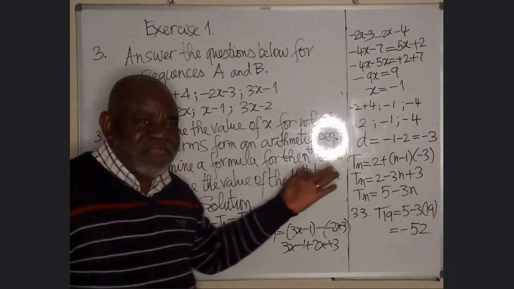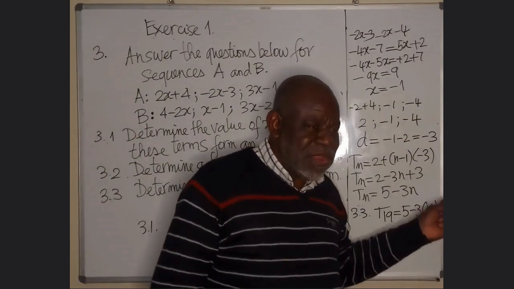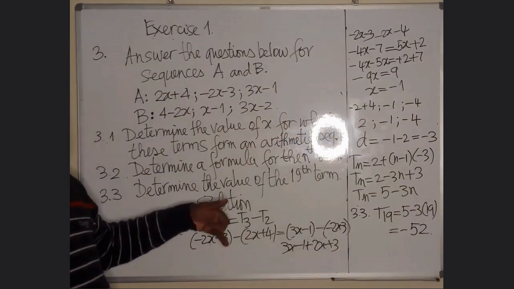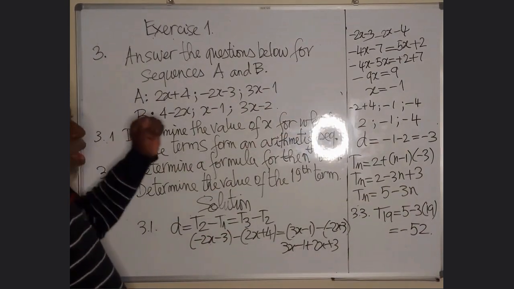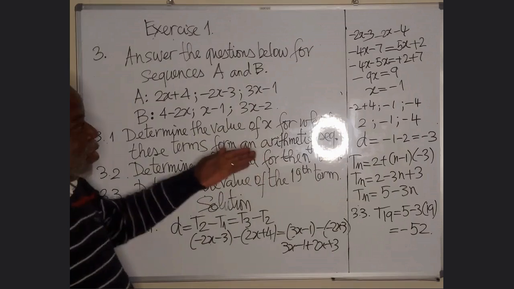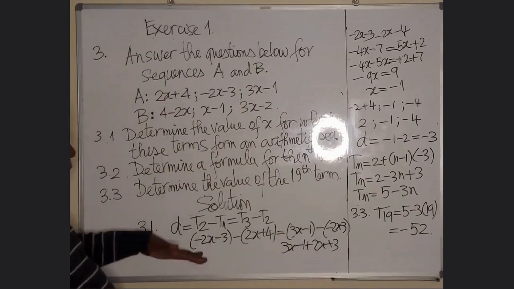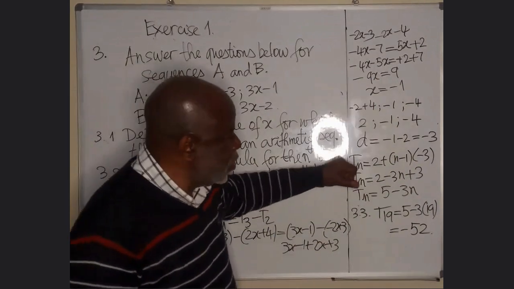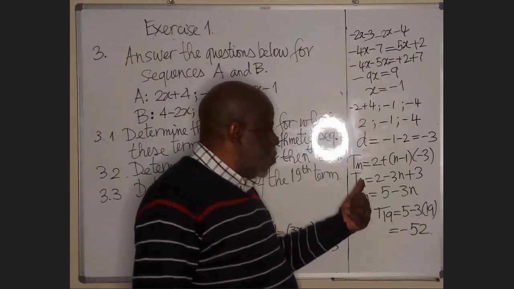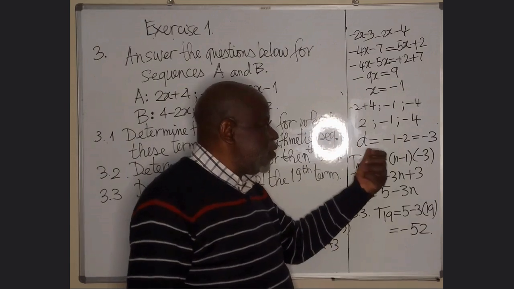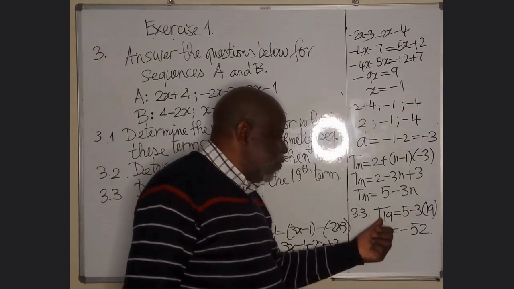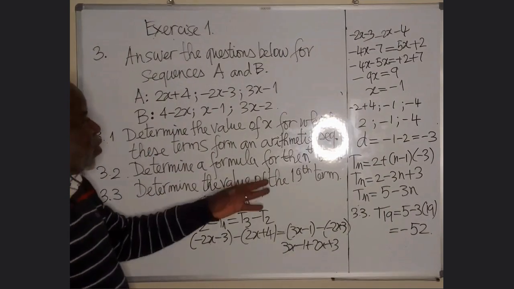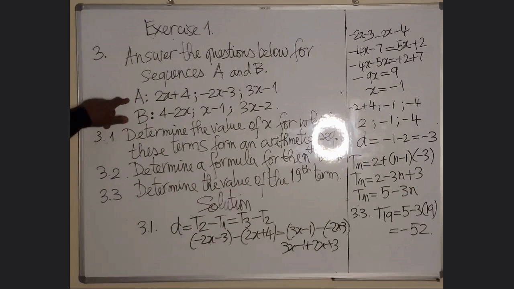And every time once you're done solving your question, you make sure you double check, because mistakes can happen. In case you are writing a test, you must make sure you start from the beginning, checking your calculations in order to avoid mistakes. So, our common difference is negative 3, and the T19 is negative 52. There it was question A.